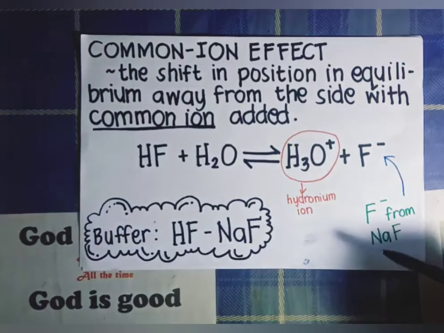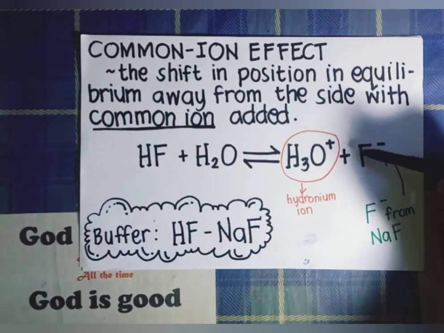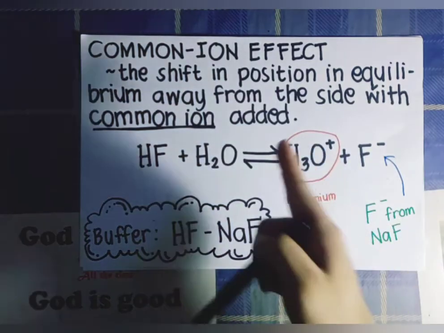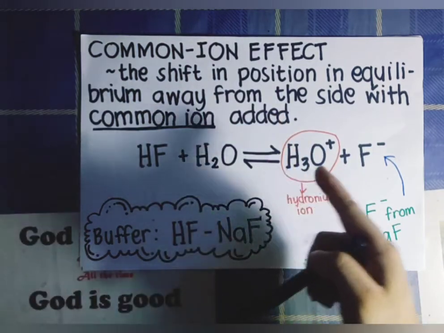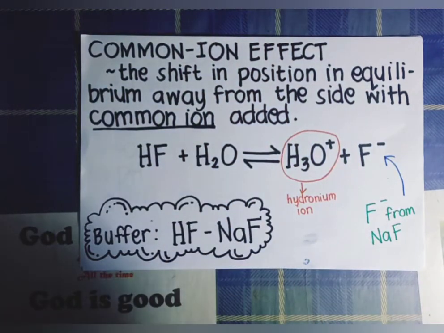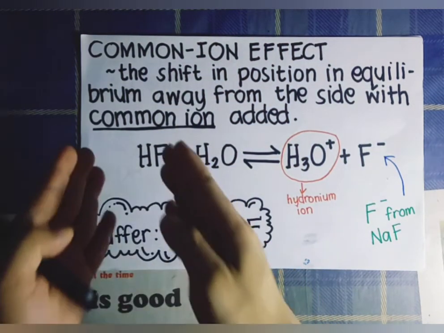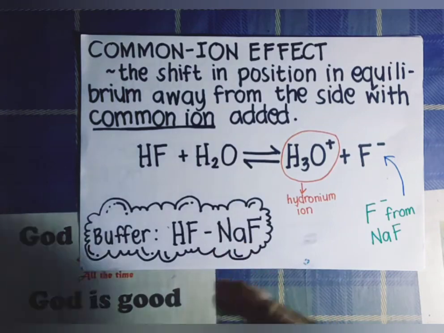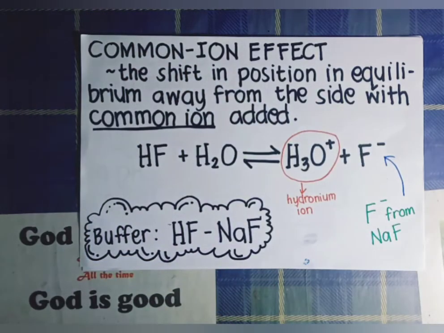So, if we increase the concentration of fluoride ion here, this equilibrium will now be broken and it will shift the reaction to the left side of the equation. Therefore, there will be more hydrofluoric acid and water, and there will be less hydronium ion. Therefore, our buffer solution here is hydrofluoric acid and sodium fluoride.